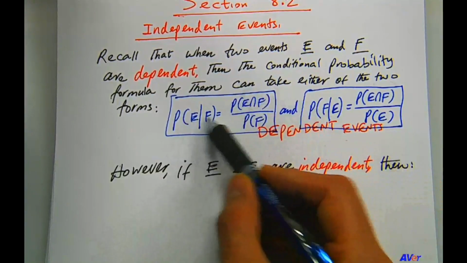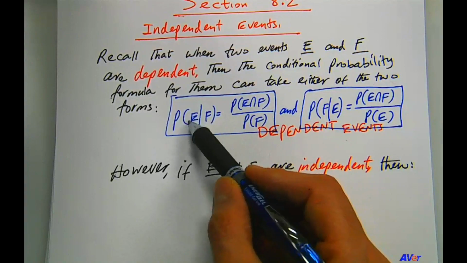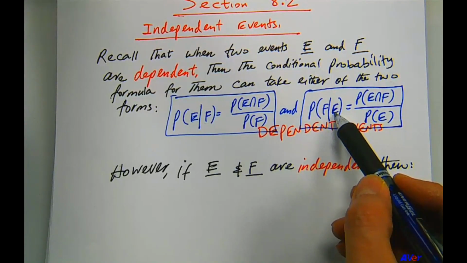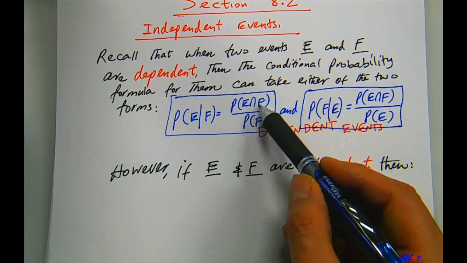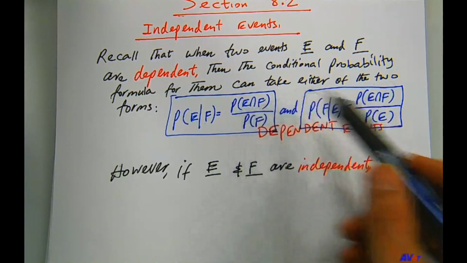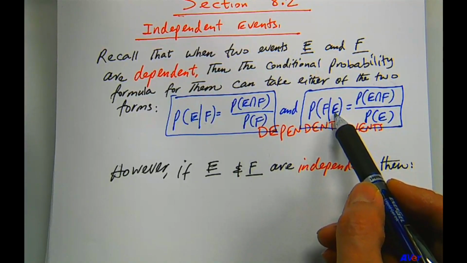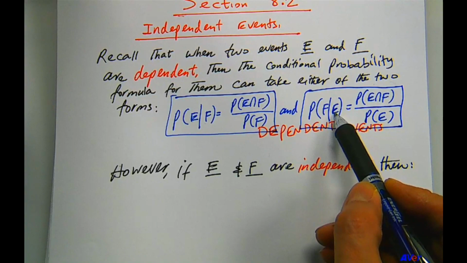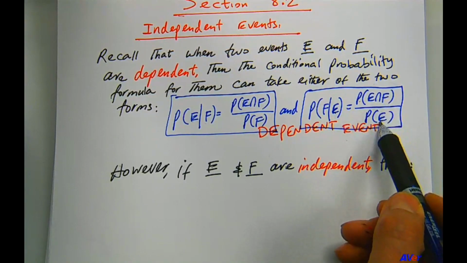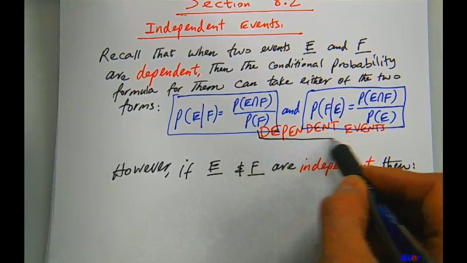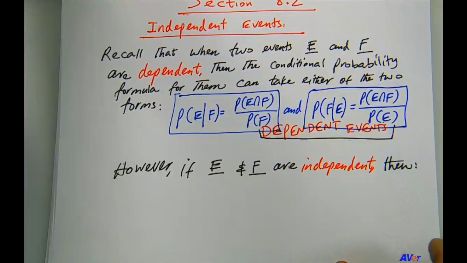If probability of E and F are swapped, if instead we have probability of F given E, then the intersection probability is divided by the other known probability, which in this case is event E. So that is divided by probability of event E, which is the given event. Again, I cannot emphasize this more, this is for dependent events.